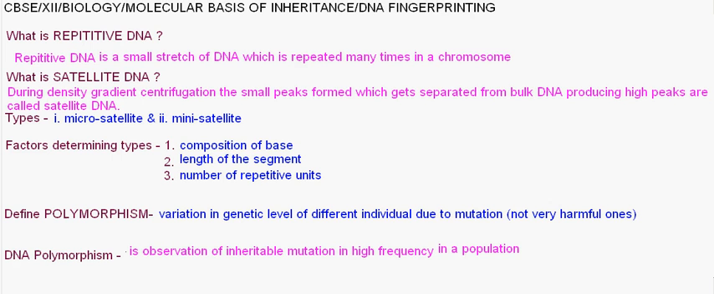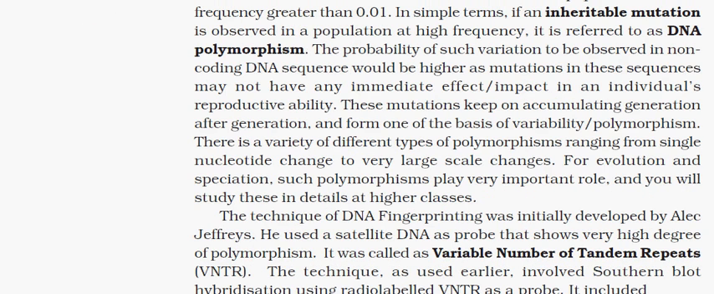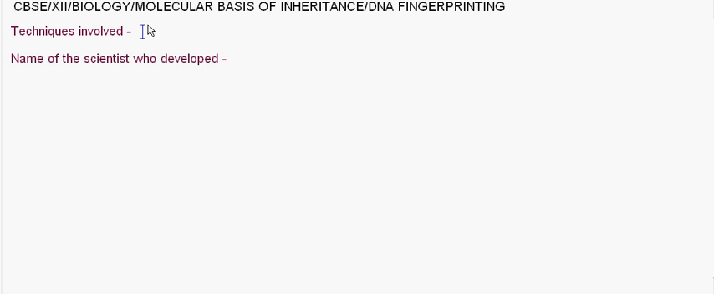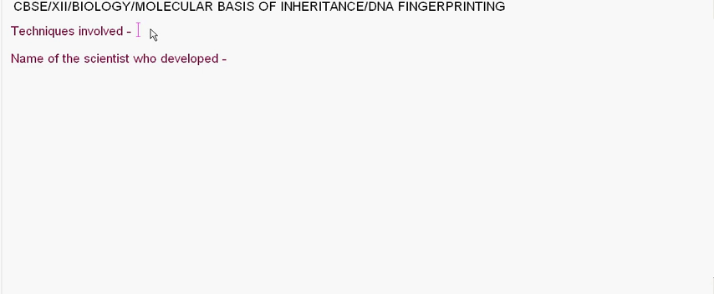Now coming to the next part, that is techniques involved. Basically two techniques are involved. One is VNTR, here you can see VNTR, and also Southern blot. So variable number of tandem repeats is the full form of VNTR. It is a type of satellite DNA. So let me write the techniques involved. Two. One is VNTR, that is variable number of tandem repeats, and Southern blot.